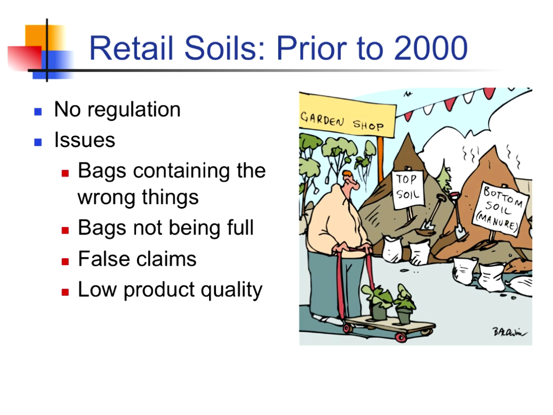Even though each state can regulate these materials, they really didn't get regulated much at all. So we had issues with the wrong things being in the bags. We've had issues with the bags not being actually full. You've got 2 cubic feet, and you don't actually get 2 cubic feet. If you take 1 inch off of a 2 cubic foot bag, you can put an entire other pallet of soil on the truck. So you can do just a little bit of cheating and extend your product. Of course, you're not putting the right amount of material in a bag.